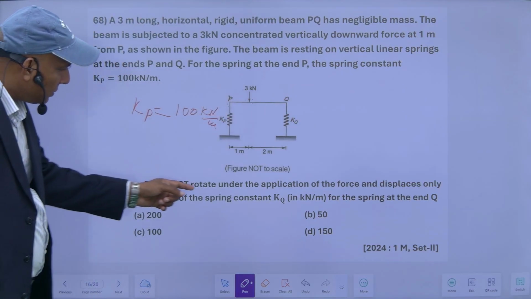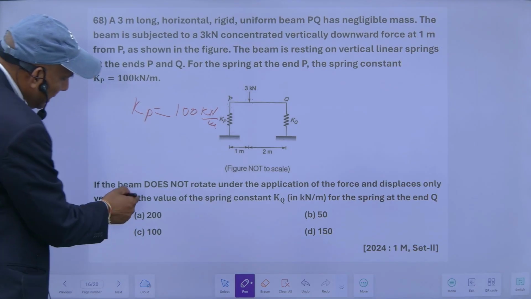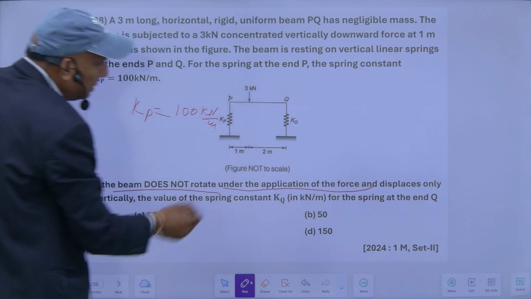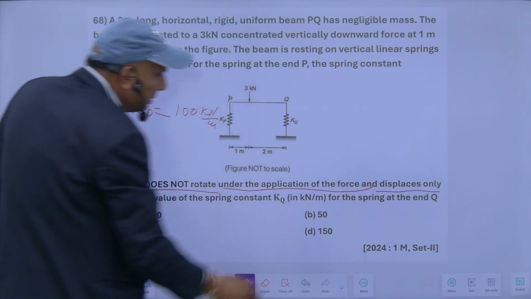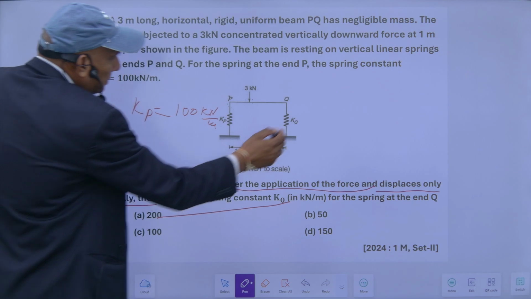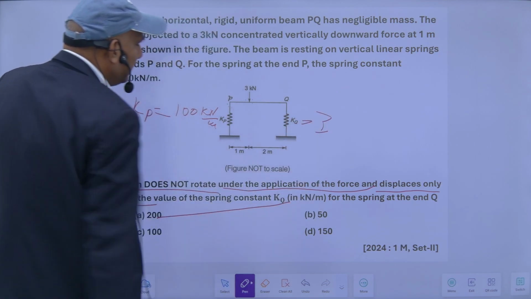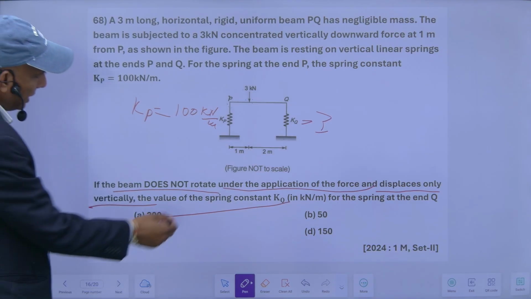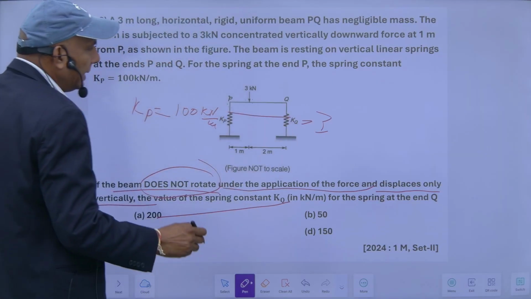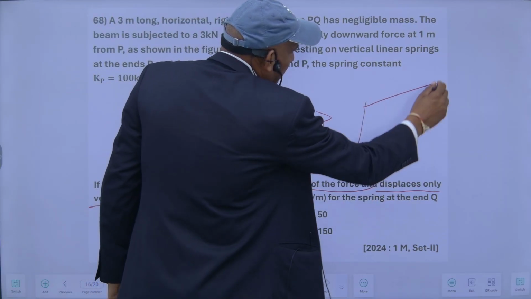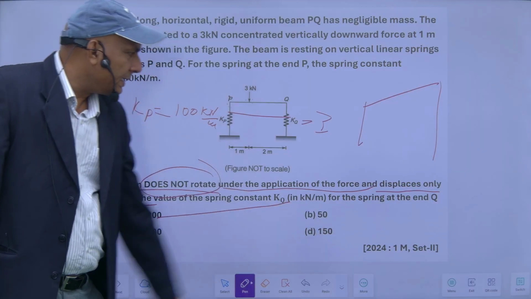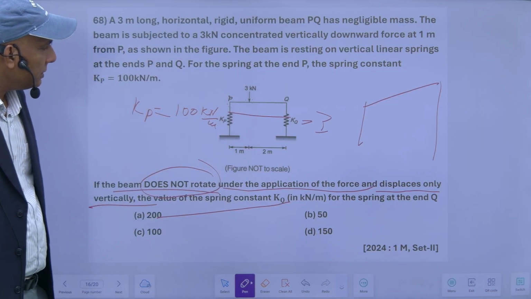If the beam does not rotate under the application of the force and displaces only vertically, how much will the value of the spring constant Kq be? So does not rotate means it will remain horizontal. Had it been rotated, it would be like this. So there is no rotation, it will be like this. So I have to know the value of Kq. This is a 1 mark question.